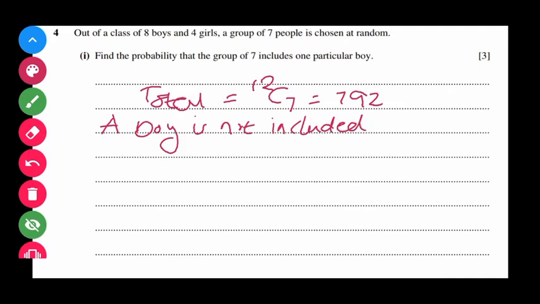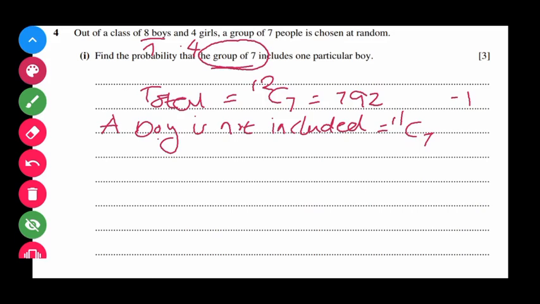We are going to make a selection in which a particular boy is not included. That means you are going to select a group of 7 members from 7 boys and 4 girls. Why 7 boys? Because though we are having 8 boys, a boy is not included in any group, so one boy is always rejected. So we have only the remaining 7 boys and 4 girls, totally 11 members. From that, 7 should be chosen. So it is 11C7.